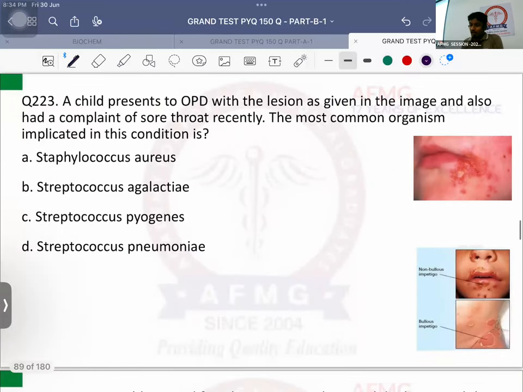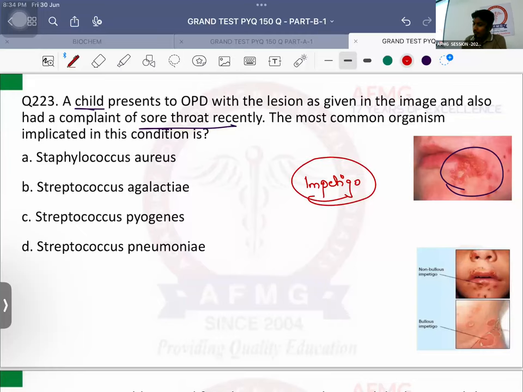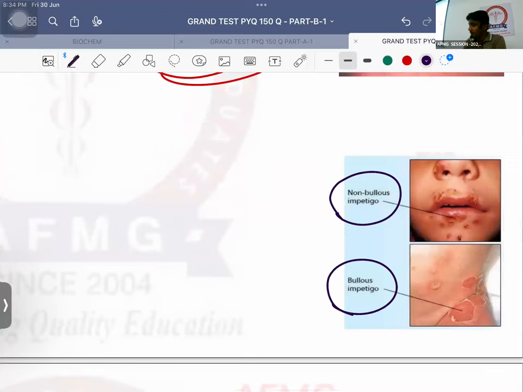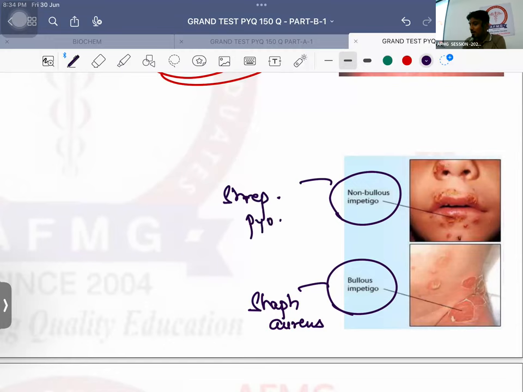Question number 223. A child presents to the OPD with the lesion as given in the image and also had a complaint of sore throat recently. Most common organism implicated in this condition is. This is a case of impetigo. Impetigo can be of two types. It can be a bullous impetigo or a non-bullous impetigo. Most common cause of bullous impetigo is staph. And most common cause of non-bullous impetigo is strep pyogenes, that is group A beta hemolytic streptococci.